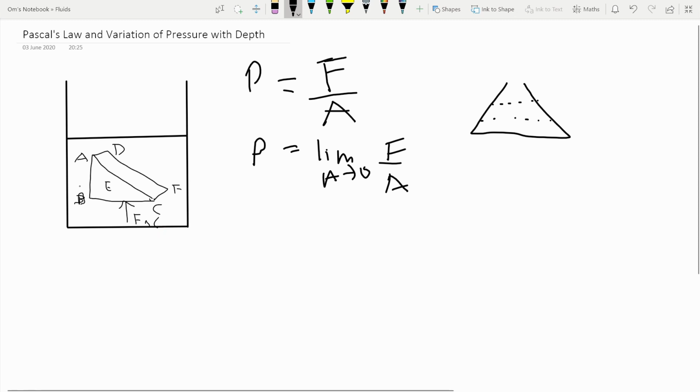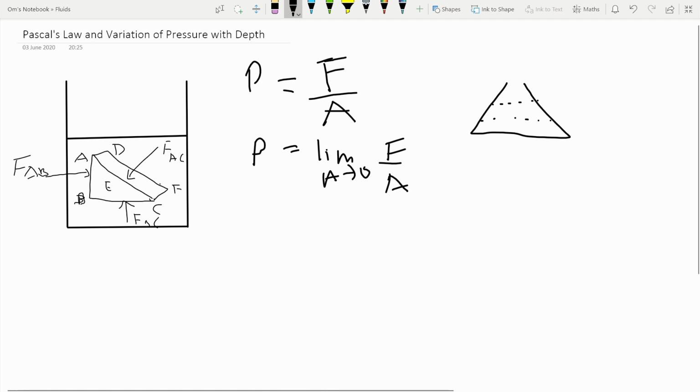Now there's also a force acting on another face, the side that is perpendicular to the surface of the container, if you can imagine that. So that is force F. I'm just going to call it AB. And then there's a force acting on this face over here, and that force is equal to, say, F. Let's just call it AC.